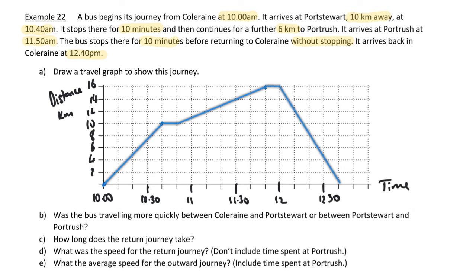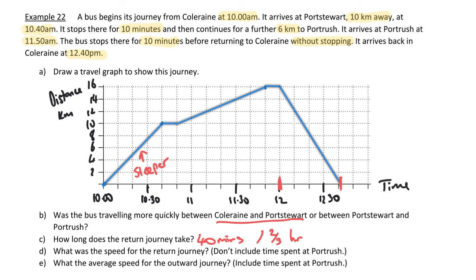So part B, was the bus travelling more quickly between Coleraine and Port Stewart or between Port Stewart and Portrush? What we can see is that the first part of the journey has a steeper line. So therefore the first part of the journey is going to be the quickest part, between Coleraine and Port Stewart. Part C, how long does the return journey take? Well, it starts at 12 and ends at 12:40, so that's 40 minutes, or 2/3 of an hour, because it's 40 minutes out of 60, which simplifies to 2/3.